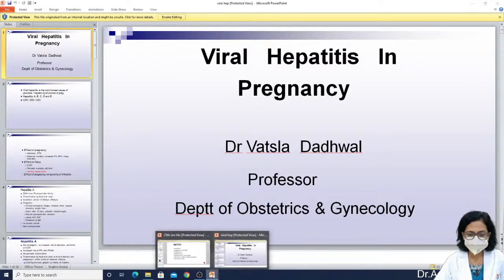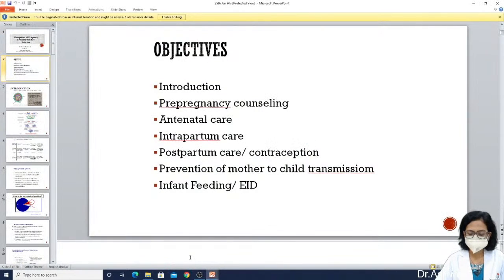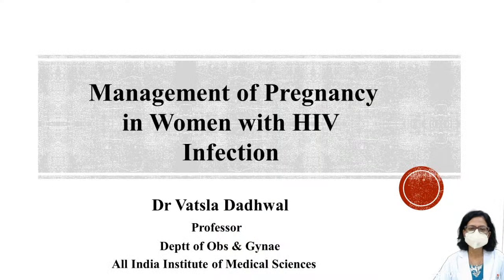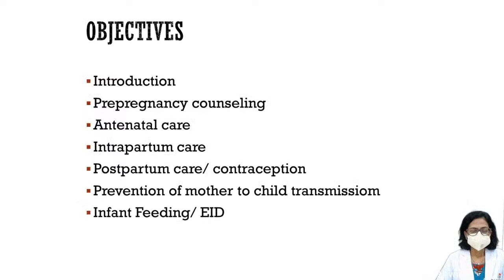So the second part of the talk is on another infection which is important. And why is it important? Because here again there is a risk of transmission to the baby, and we have strategies which can reduce the risk of transmission from the mother to the baby to almost negligible. So we'll talk about these topics.